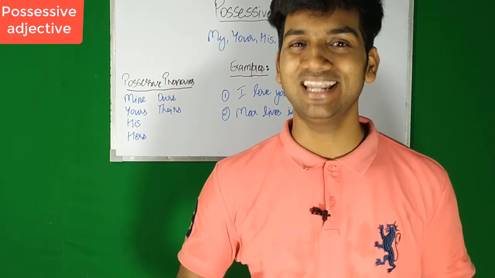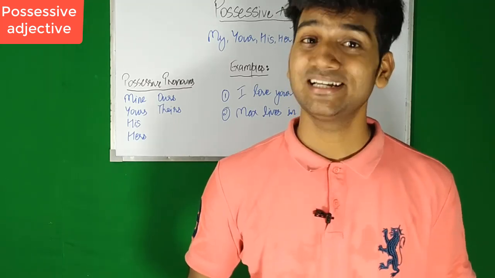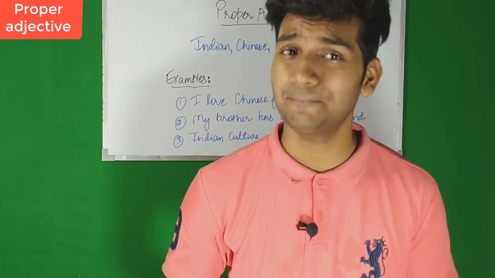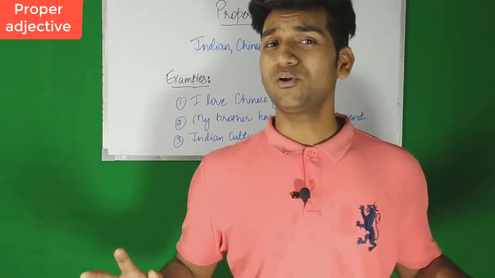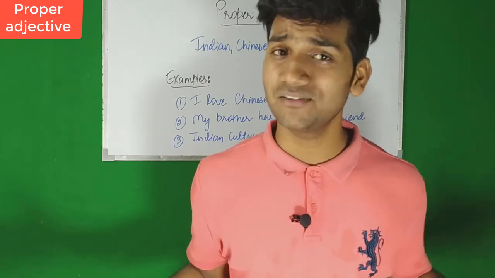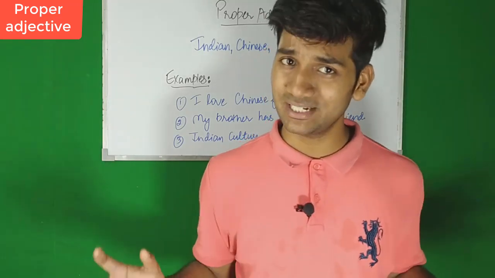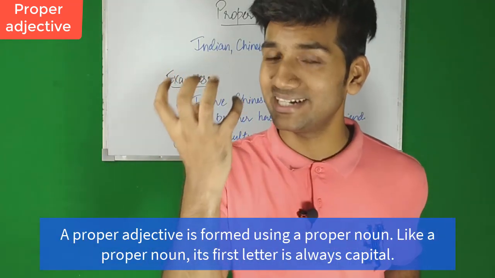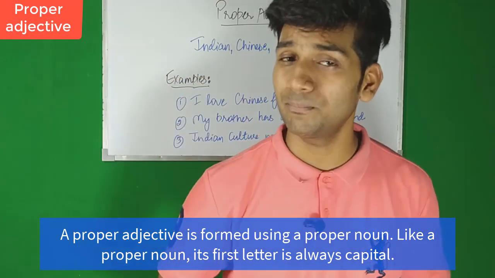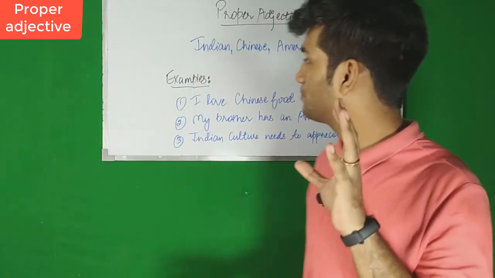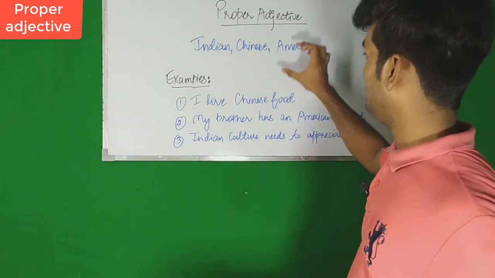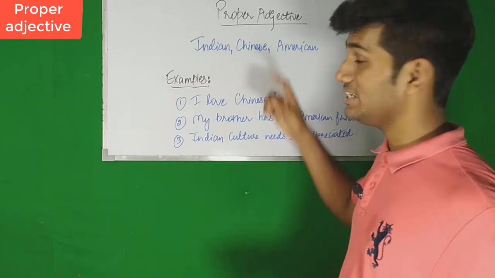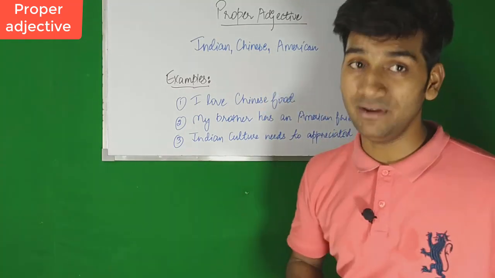Now let us talk about the last adjective, which is a proper adjective. Guys, a proper adjective is a part of a descriptive adjective that we've already talked about. But I don't want you to be confused about anything. That's why we're talking about it separately. So a proper adjective is formed out of a proper noun, right? That is why we're calling it a proper adjective. Some of the proper adjectives are Indian, Chinese, American. So Indian is formed out of India, Chinese out of China, American out of America.